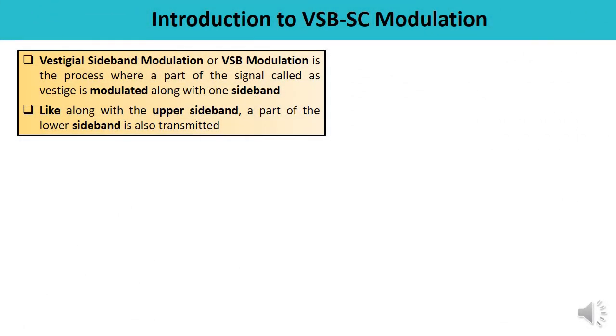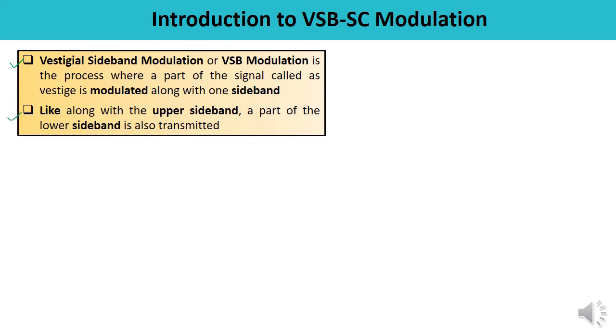First, just to revise what VSB is and how much bandwidth is required in this case. You know that in vestigial sideband modulation, information is transmitted with the help of one complete sideband along with the vestige of the other sideband. So vestigial sideband modulation is the process where a part of the signal, which is the vestige, is modulated along with one of the sidebands.